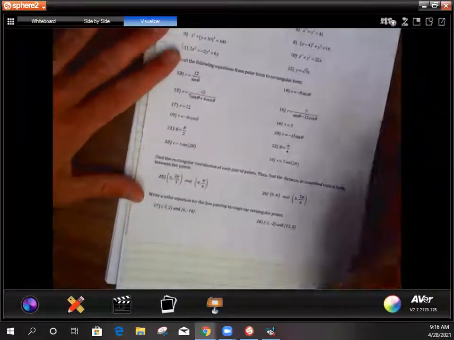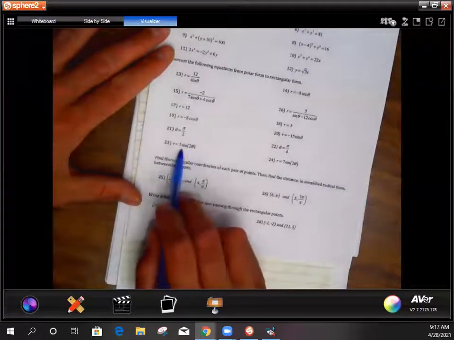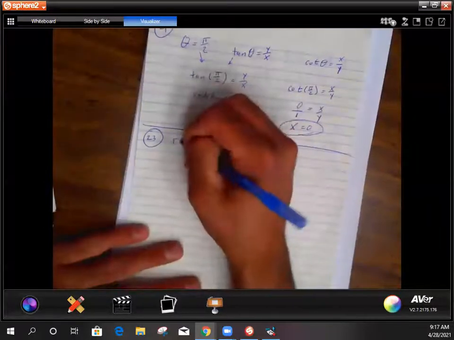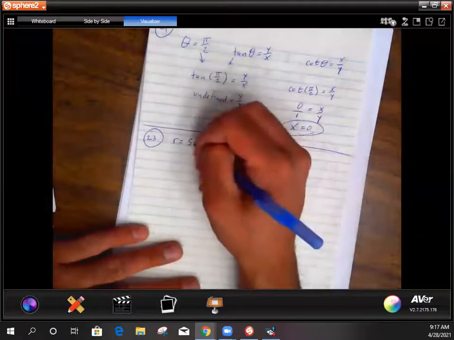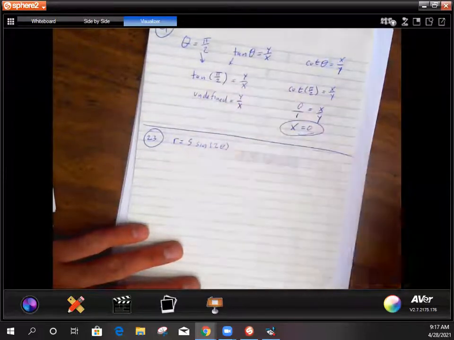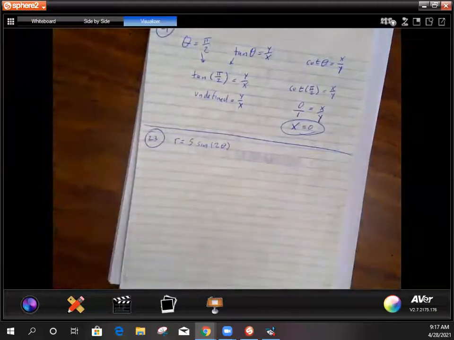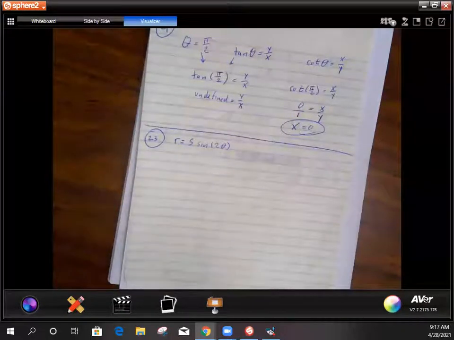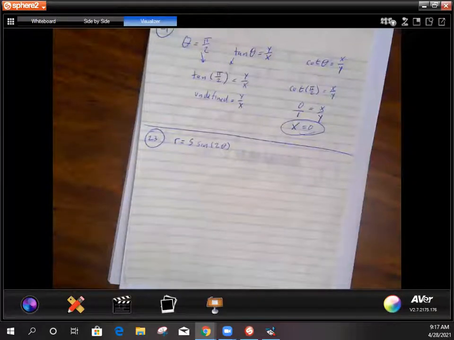23, we got r equals 5 times the sine of 2 theta, right? So this is also a tricky one because we got 2 theta in there. But I'll show you what you can do. 5 sine of 2 theta. Now, does the sine of 2 theta sound familiar as to something that we did back in the day? Okay. Nice, double angle formula.